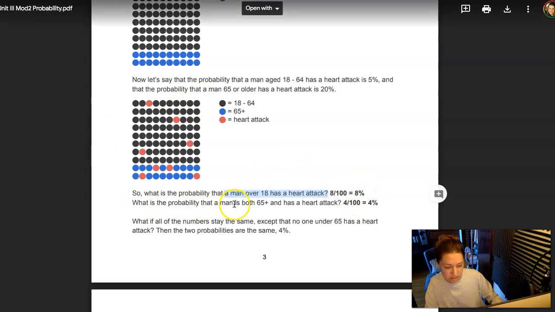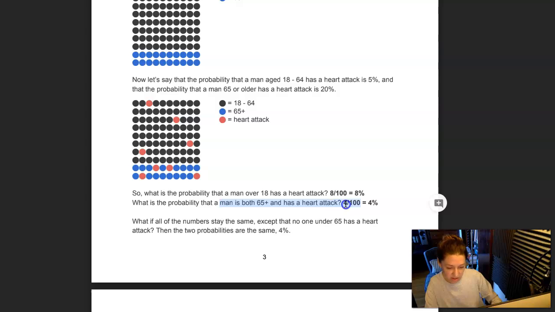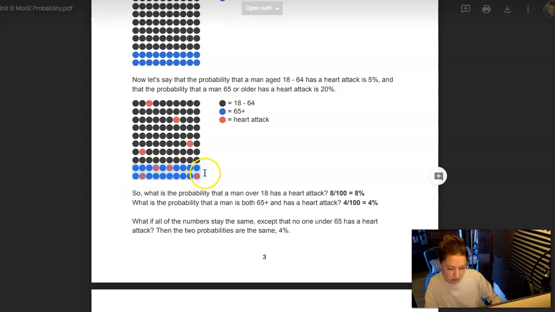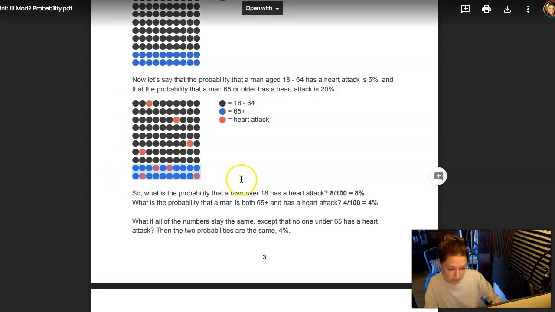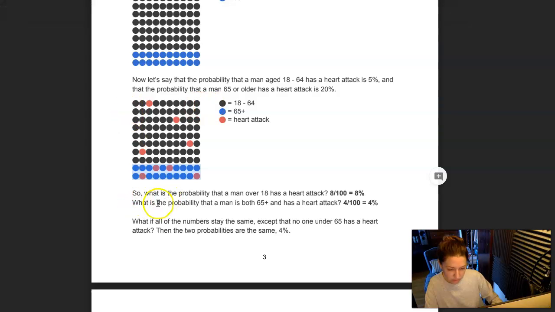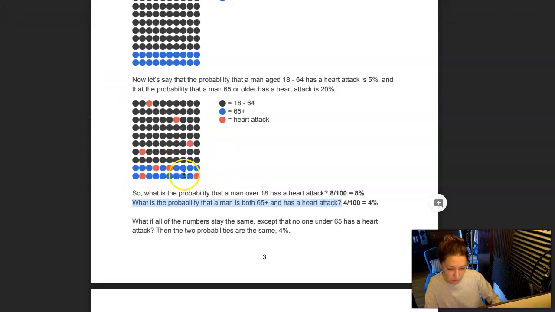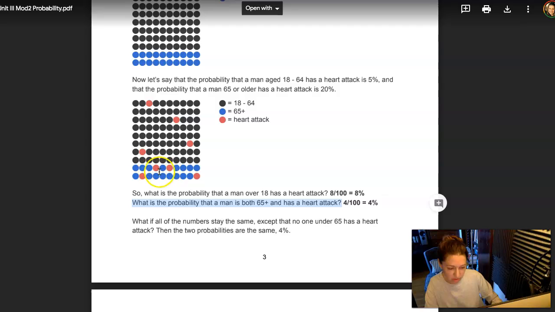What is the probability that a man is both over 65 and has a heart attack? Now we're only interested in this group of people, and that's going to be 4 out of 100. So the probability that you're both, out of all of these people, only 4 out of all of these people are both over 65 and have a heart attack. So that's 4%.